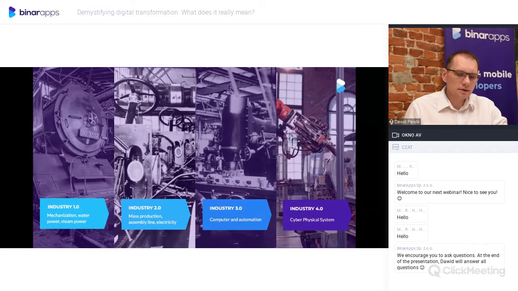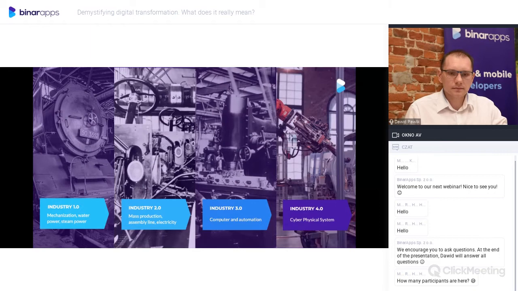So Industry 4.0 uses digital transformation as a mechanism. And the digital transformation is changing the mindset. The Industry 4.0 is using that mindset and using the technology. And what is the technology?